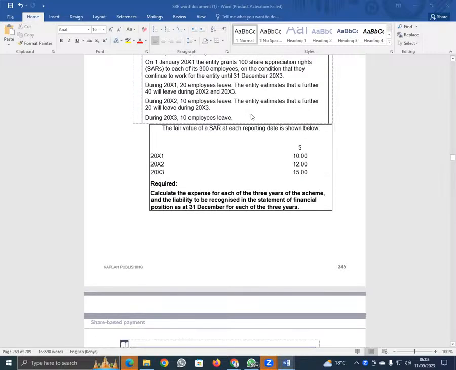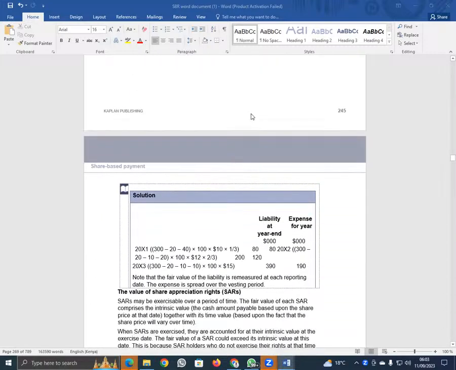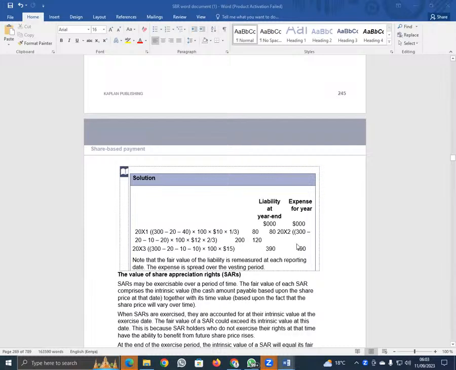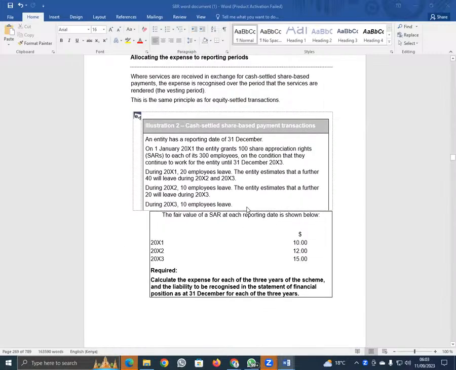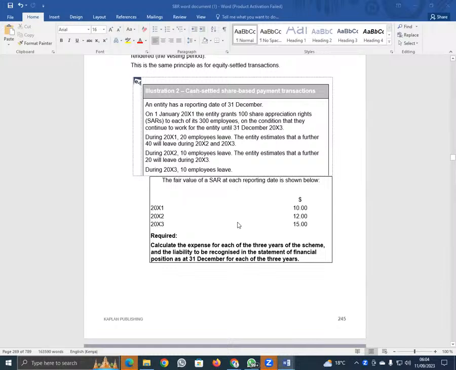These are the correct answers here. So the first one should be 300 minus 20 minus 40, so the first one should be 240. The next one is 300 minus 20 minus 10 minus 20. I don't know how many those will be. And then the last one, of course, is 260. So that would mean that all of us are wrong, isn't it? That would mean that all of us are wrong, and I can't blame anybody really here.